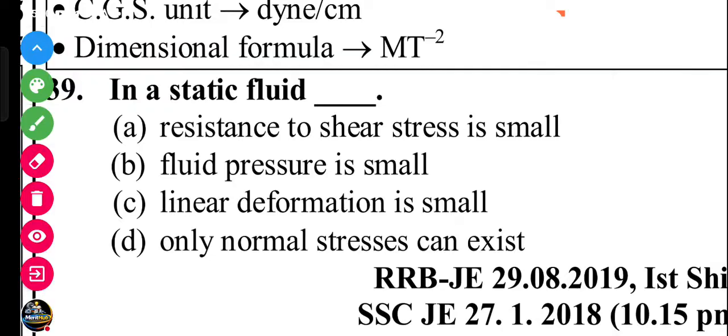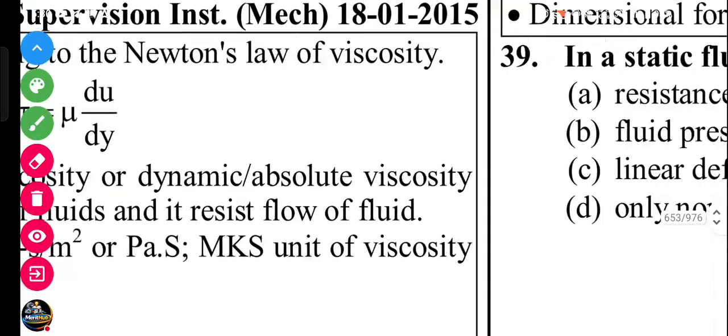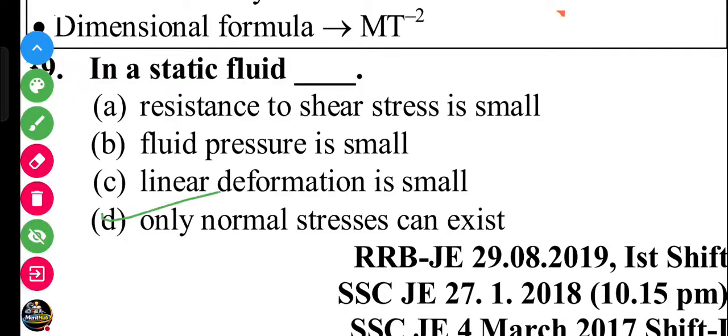Question number 39. In a static fluid, A. resistance to shear stresses is small. B. Fluid pressure is small. C. Linear deformation is small. D. Only normal stress can exist. Yes, the answer is only normal stresses can exist.